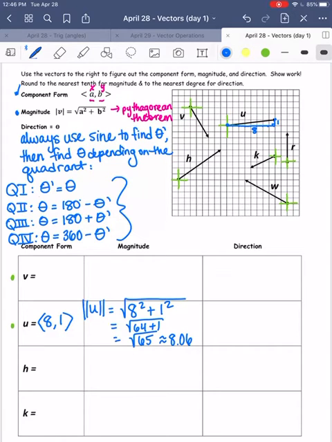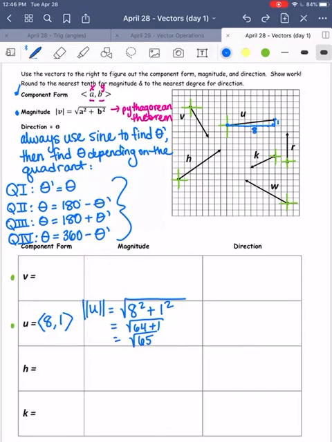Yep, I was right, 8.06. Now, we're going to leave it in this form, the radical form, because this is just an approximation. So we don't want to actually leave it like that. I just wanted you to know that it's a little more than 8 units. Okay, so we have our component form. We have our magnitude. That's how long it is, a little more than 8 units long.